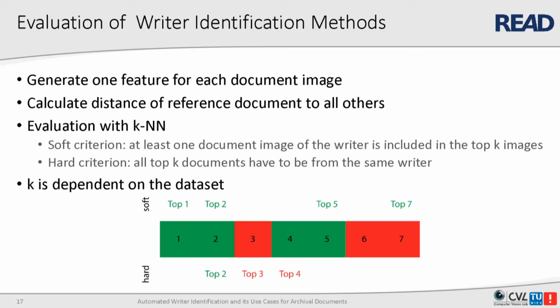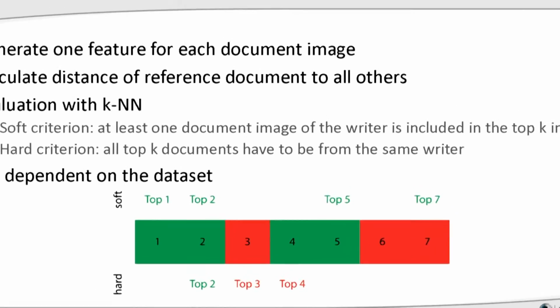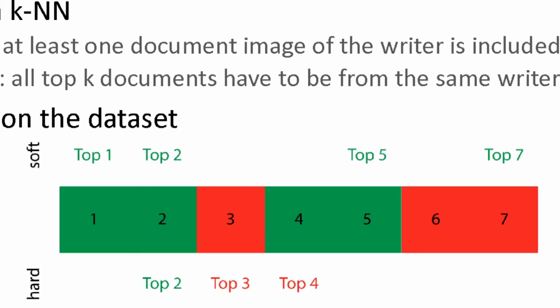And then we have 2 evaluation criteria. We have the soft criterion: at least one document image of the writer is included in the top K images. And we have the hard criterion: all documents have to be from the same writer. So I've illustrated it here. We have here the ranking, which is returned by the system. Green means it's the same writer as the reference document. Red means it is a different writer. So we have here 7 pages, and 1, 2, 4, and 5 are correct returns, and the others are wrong.